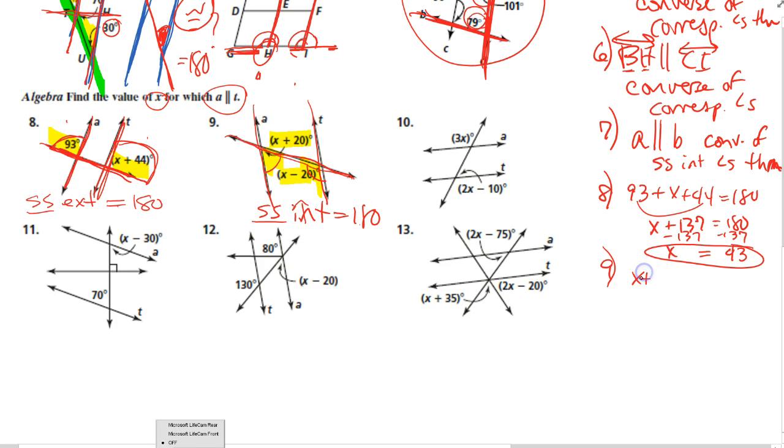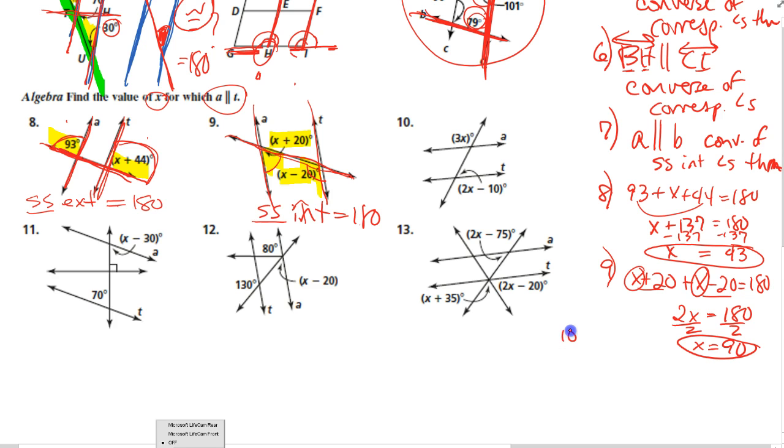So I've got the x plus 20 plus the x minus 20 equals 180. I can simplify the 20 and the negative 20. Cancels out to be 0. The x with the x, that's 2x. Divide both sides by 2. X equals 90.